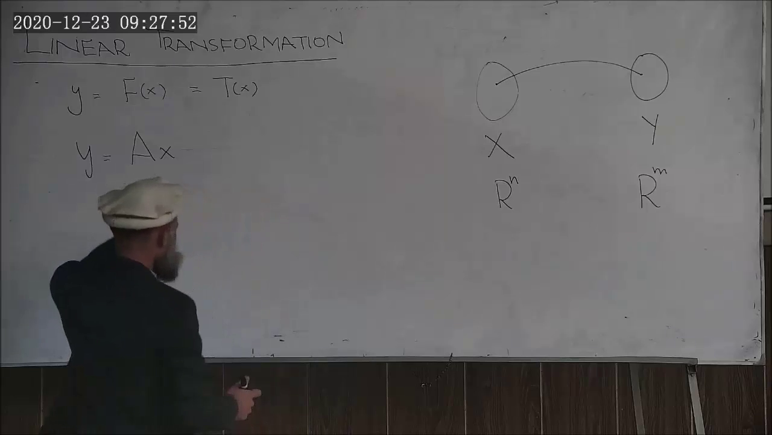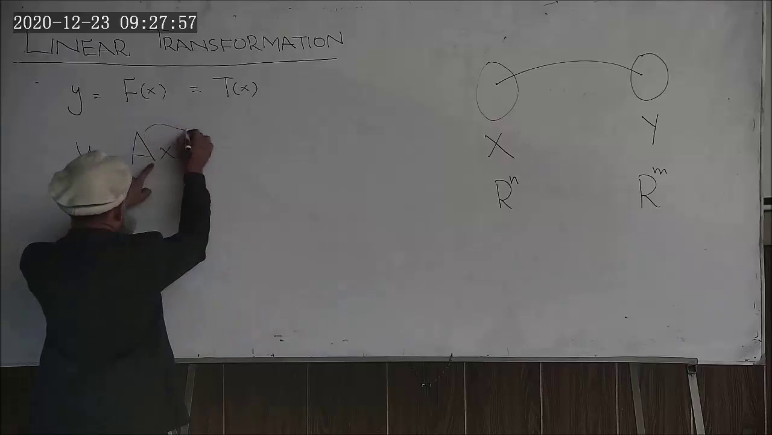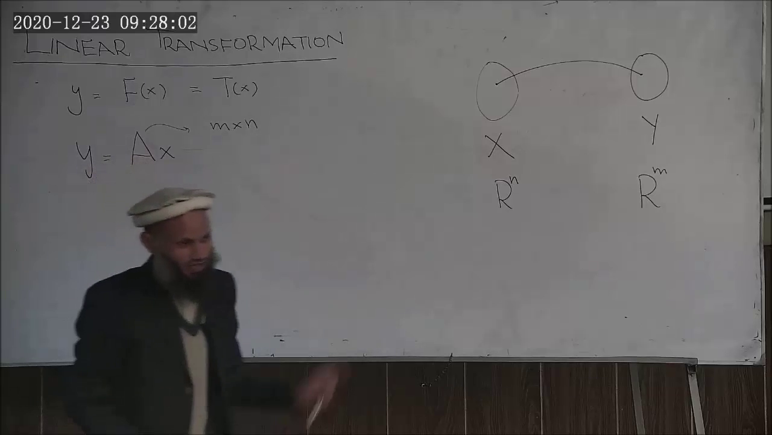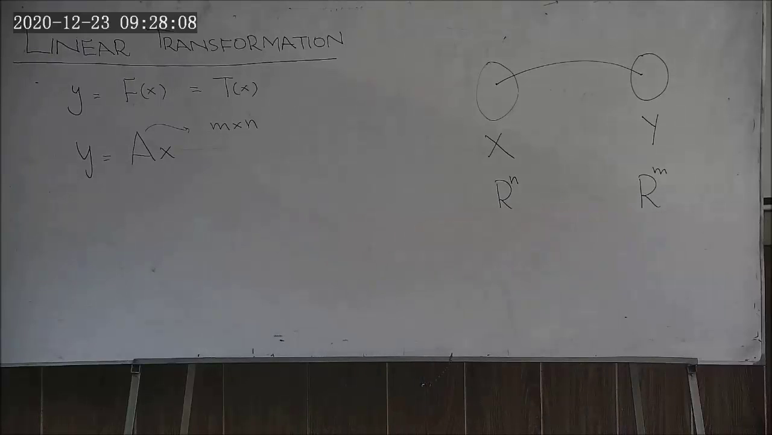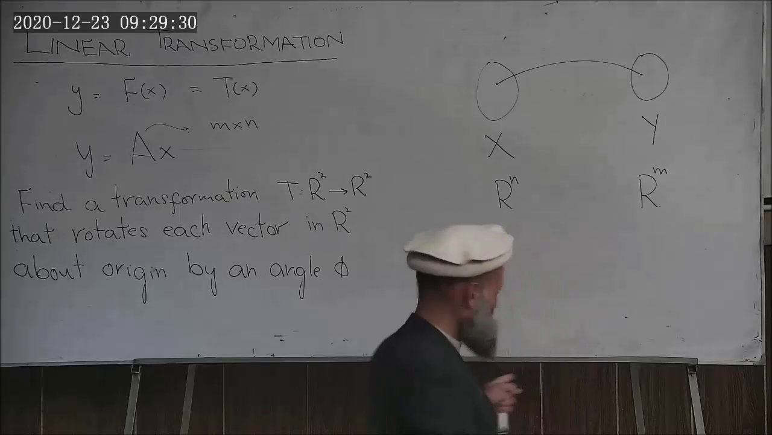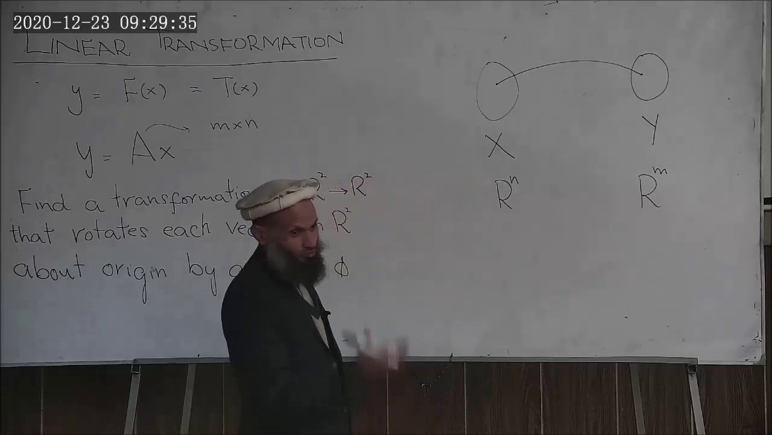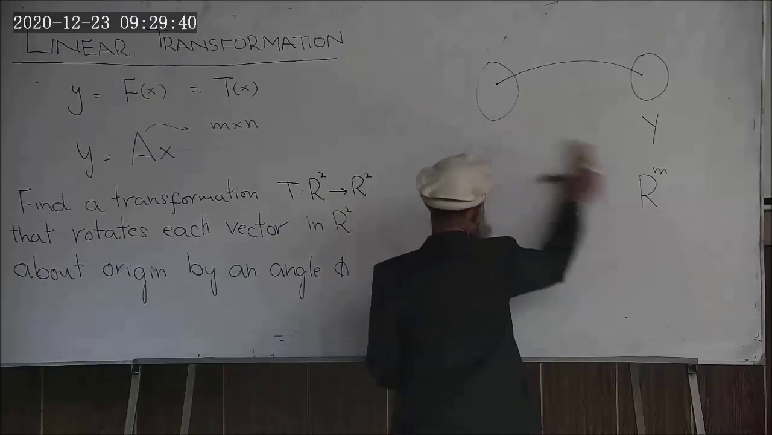And what is the dimension, the size of this matrix? M by n. And you can verify that this is a linear transformation. We take a few more examples to demonstrate the concept. We want to find a transformation matrix that will rotate a vector in this two-dimensional space R2 by an angle of phi. So how can we find that transformation matrix?